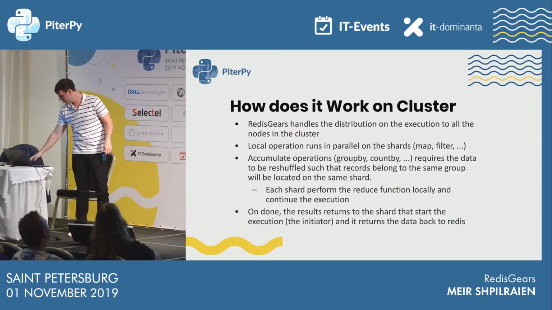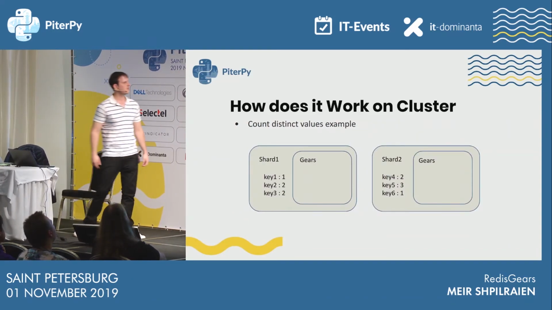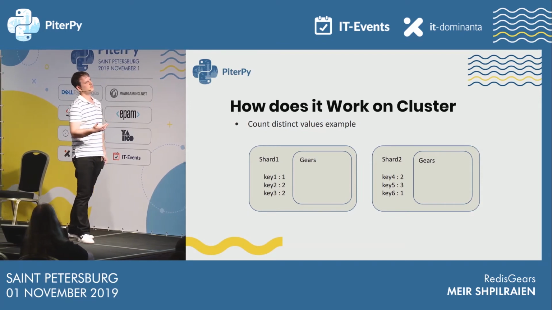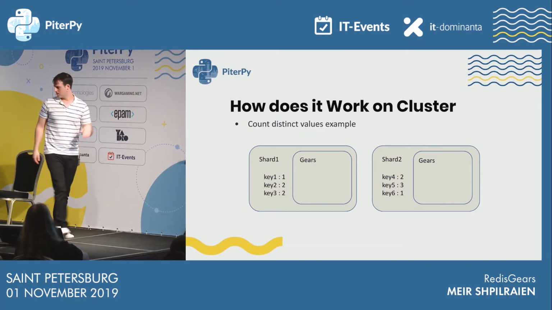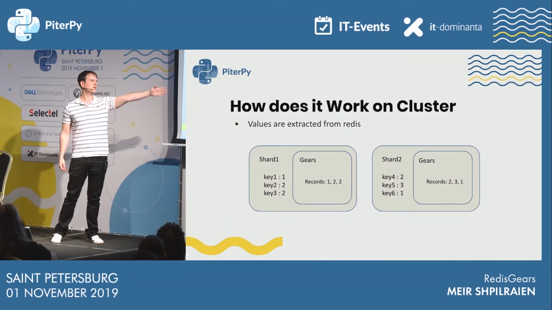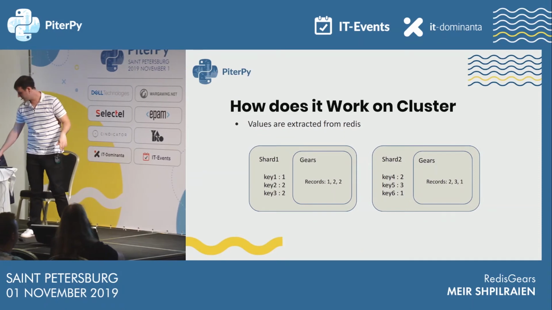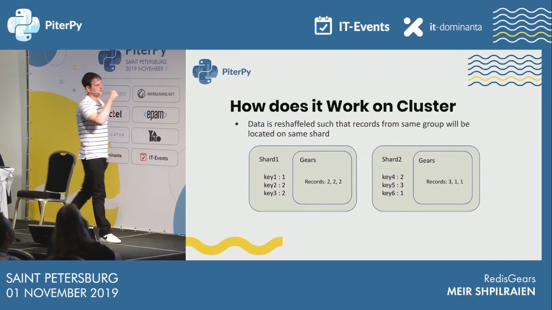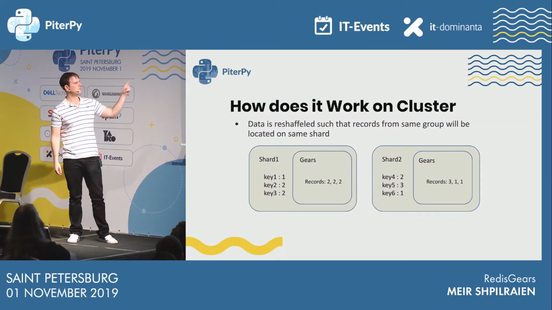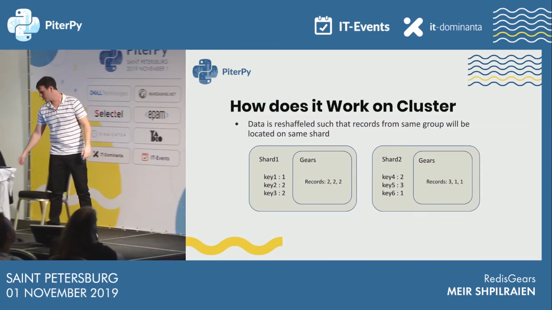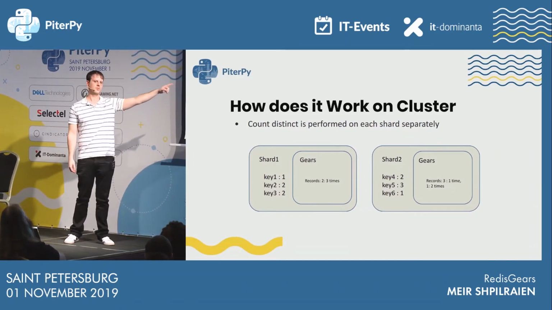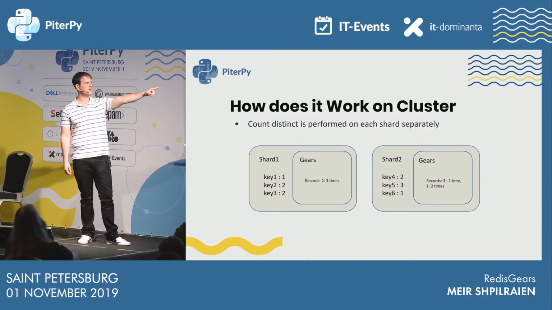So if we take this little example, here I have on shard 1 the keys with the values 1, 2, 2. And on shard 2, I have the keys with the values 2, 3, 1. So at first, all those values are read by gears. Then gears performs reshuffling of the data. So you can see that 2 moves from shard 2 to shard 1, and 1 moves from shard 1 to shard 2. And then we can perform the count by. So here you see that shard 1 counts 2 three times, and shard 2 counts 3 one time, and 1 two times.